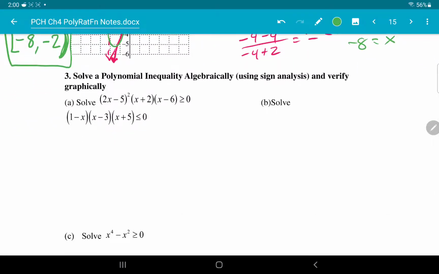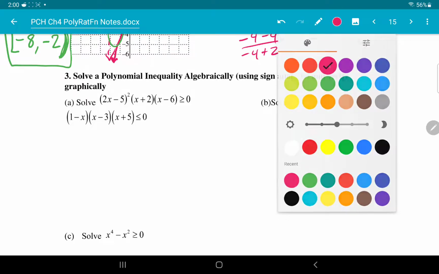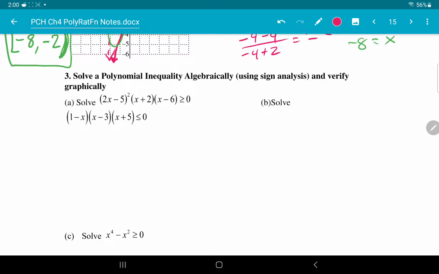So again, we're still solving polynomial inequalities. The last 2 examples we were graphing to really see our answer, but sometimes it doesn't make sense to graph. Let's just solve it algebraically. It just might be easier to solve algebraically. All right, so there's a little bit of a formatting error. Let's just push this aside over here, and that way we can solve it, and that'll just kind of fall in line where it is.